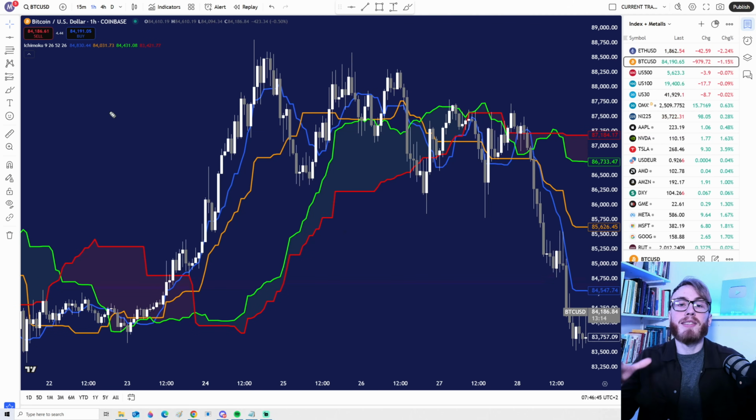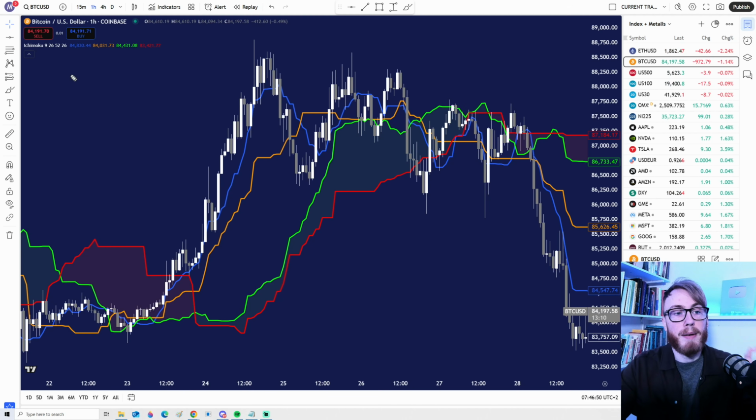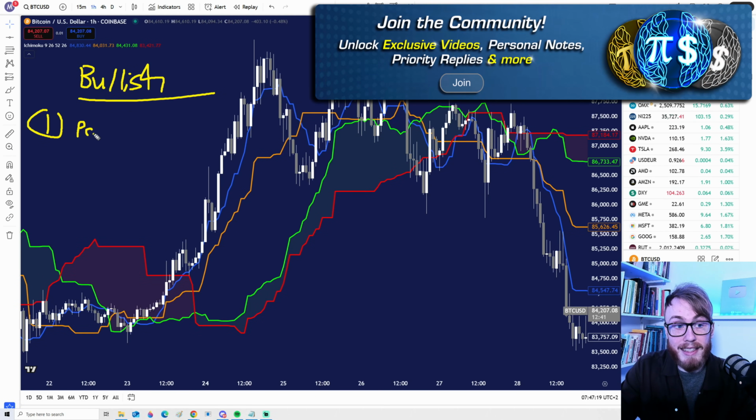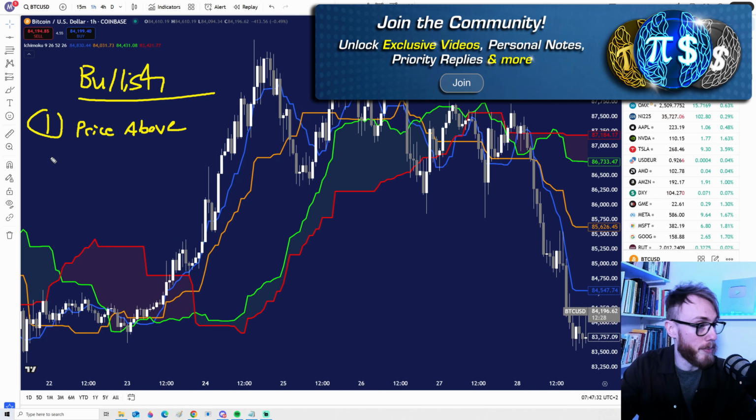But alright, so now let's take a look at an Ichimoku Cloud trading strategy step by step. And to do this, I first want to talk about what are the bullish signals we can look out for on the Ichimoku Cloud. Well, the first one is pretty simple. This is when the price is above the cloud. So we can just write price above here. So for example, during this whole part right here, you can see the price is above the cloud, and that is a first bullish signal to pay attention to.